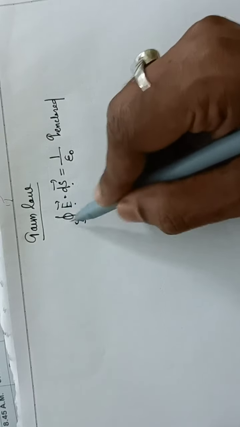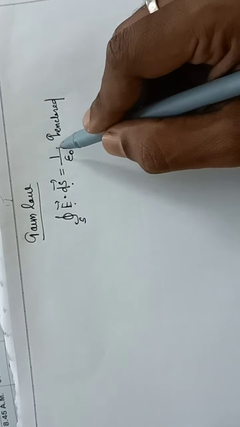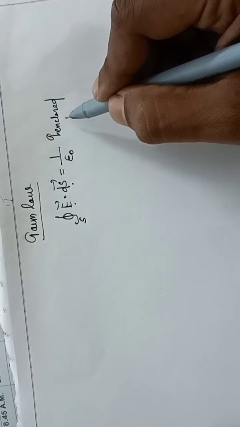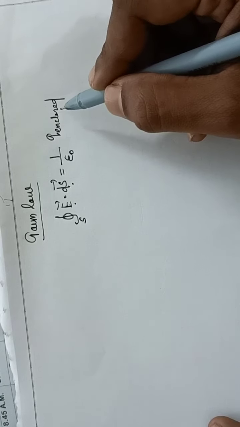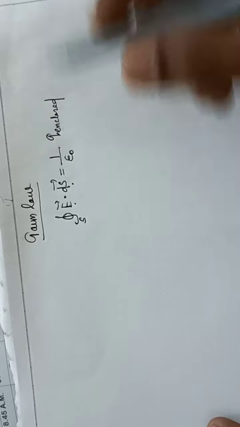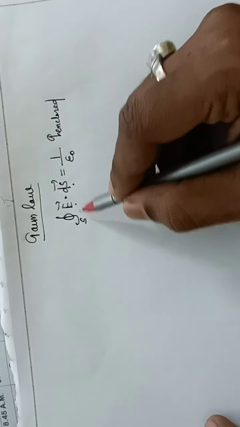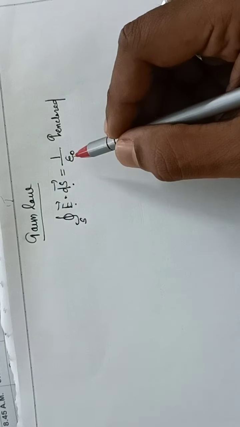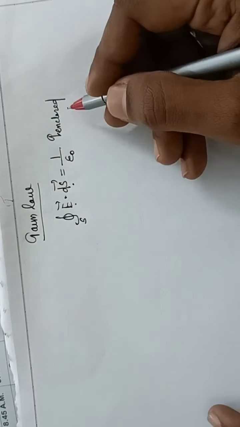over any closed surface is equal to 1 by epsilon naught times the amount of charge enclosed within the Gaussian surface. One more time, the surface integration of electric field over any closed surface is equal to 1 by epsilon naught times the amount of charge enclosed within the Gaussian surface.